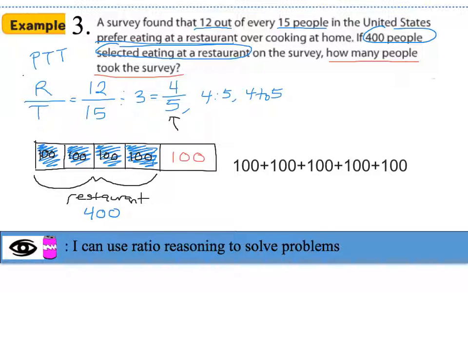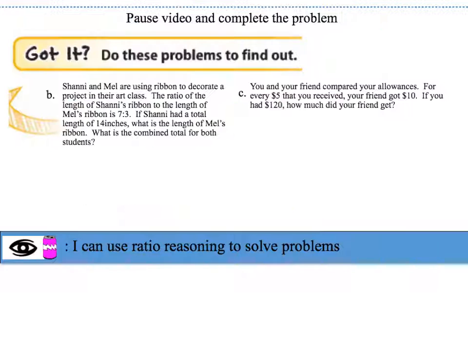I'm going to add 100 plus 100 plus 100 plus 100 plus 100, and I'm doing that 5 times because there are 5 boxes worth 100. So when I add it up, I know that 500 people took the survey. Now I can solve this problem using a table or proportions, and I would still get the same exact answer. So go ahead and pause the video and complete these Got It problems, and then we will discuss the answers in class tomorrow. Notice there are 2 Got It problems here. Here's Got It problem B and Got It problem C.